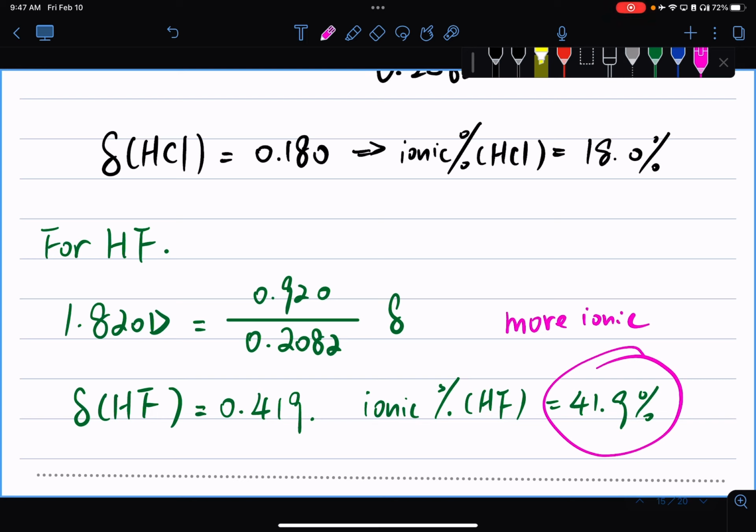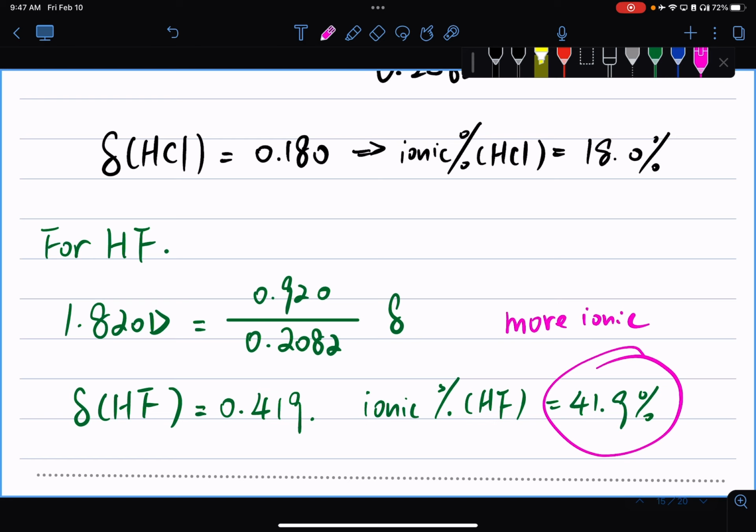All right, so intuitively, we know that the larger electronegativity difference between the two atoms leads to more polar bonds. By doing the calculation, you can also quantify that difference by doing the percentage ionic character calculation.